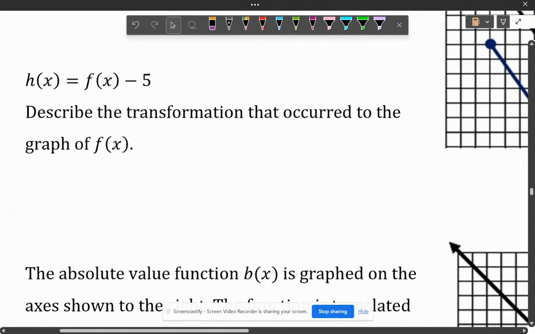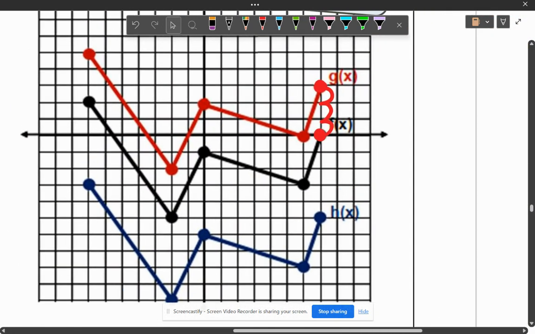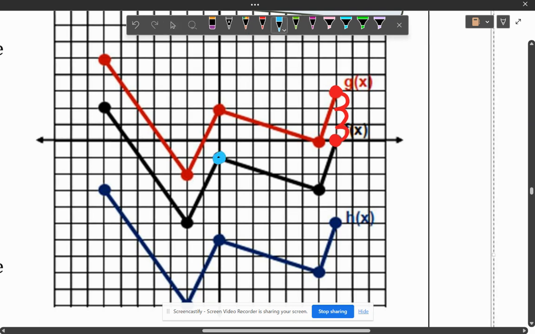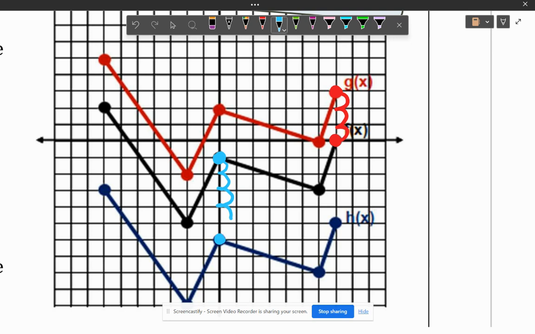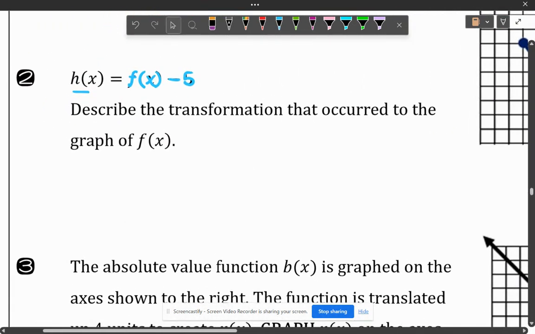When I look at h of x, it's my same function f of x that I started with, but I'm subtracting 5. Okay, so let's take a look. We're going to pick a different point on f of x and a corresponding point on h of x, and notice now it's moving down 5. So when I've got that subtraction at the end, now it moves it down.